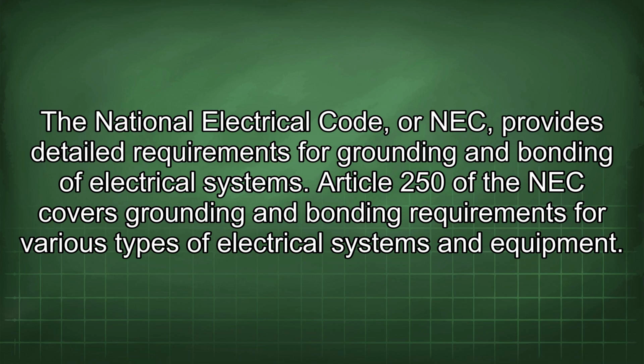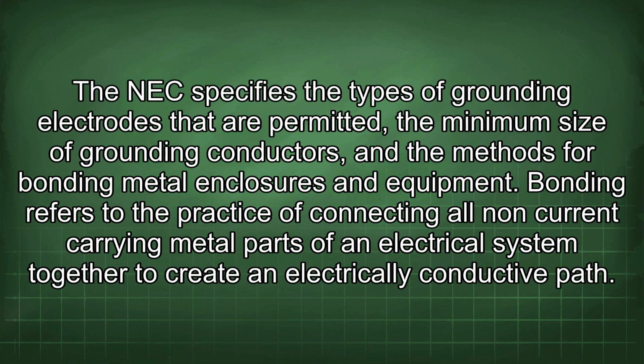Article 250 of the NEC covers grounding and bonding requirements for various types of electrical systems and equipment. The NEC specifies the types of grounding electrodes that are permitted, the minimum size of grounding conductors, and the methods for bonding metal enclosures and equipment.